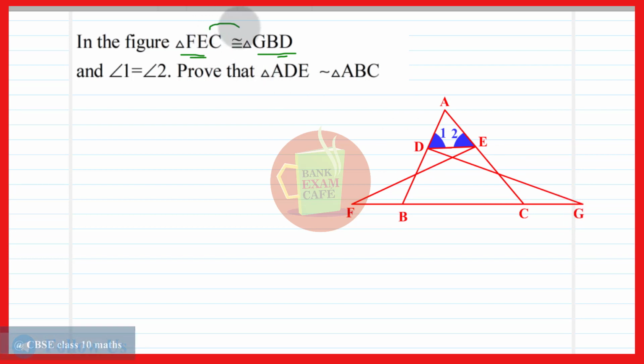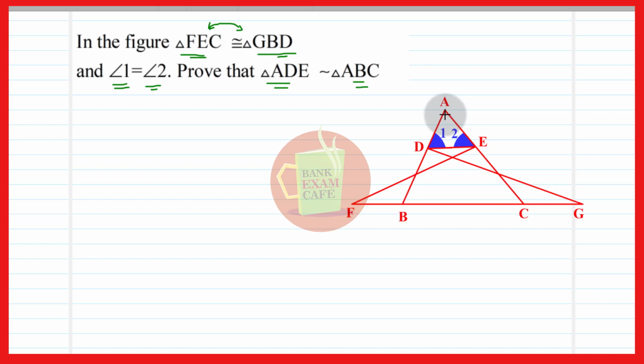And when it is given that these two triangles are congruent, it means their corresponding parts are also equal. It means corresponding sides are equal and corresponding angles are equal. Also it is given that angle 1 is equal to angle 2 in this triangle ADE, and we have to prove that triangle ADE and triangle ABC are similar triangles.